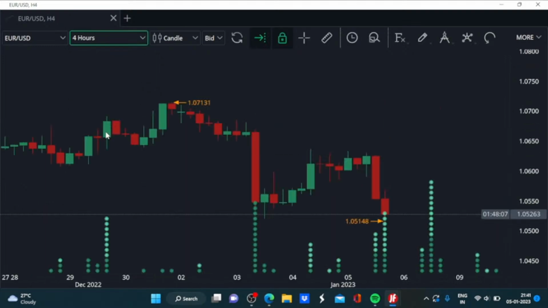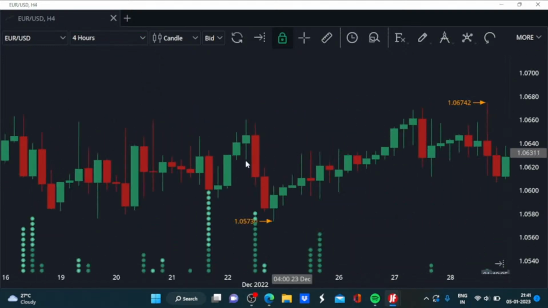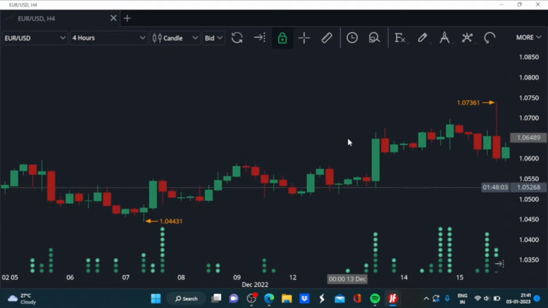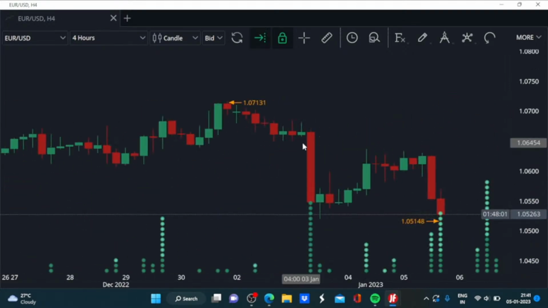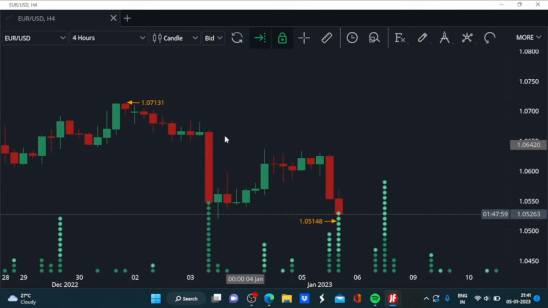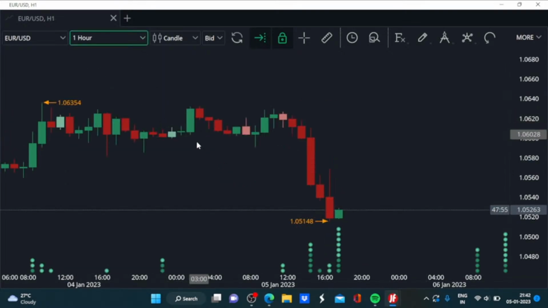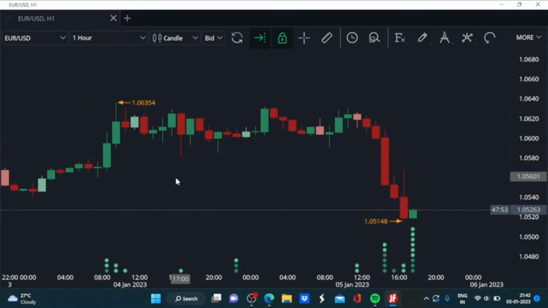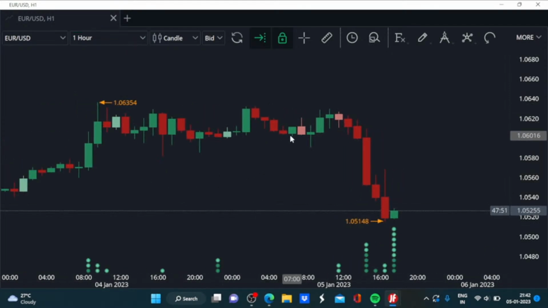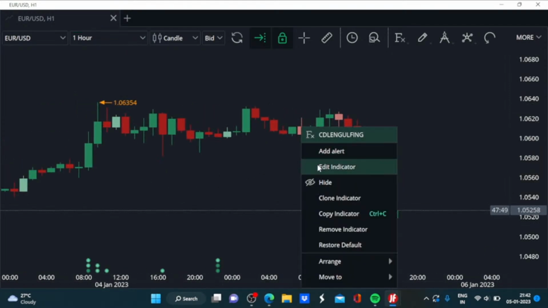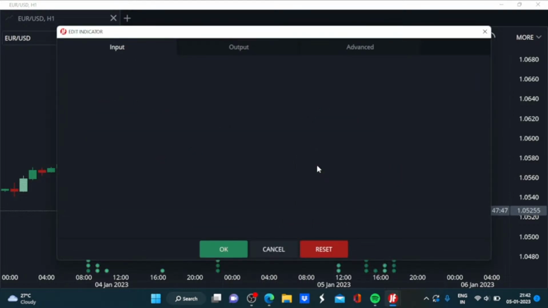4 hour or any other candle period will yield you no results. But if I again revert back to hourly, you will have it. Okay. So that's about the engulfing pattern from my side.